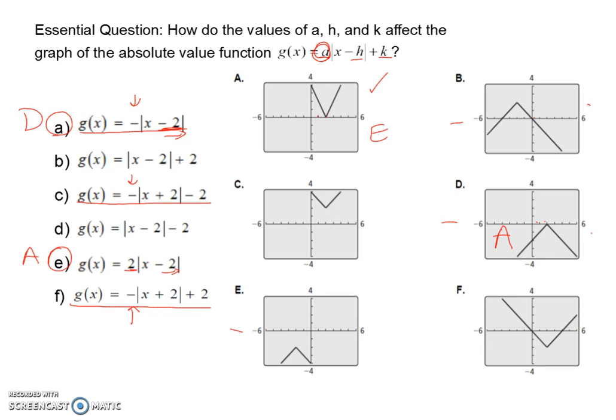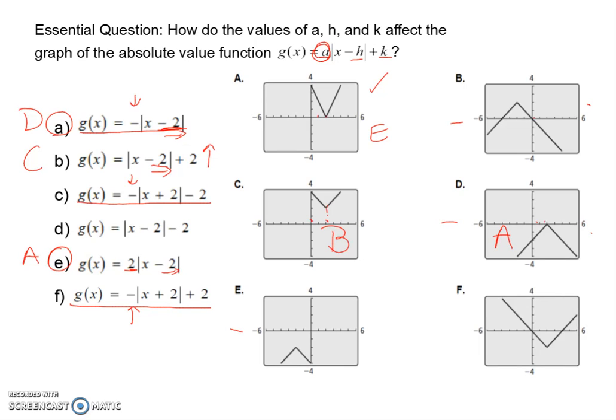For B, H is again +2, so this one's moved to the right 2, but it's also moved up 2 because K is a +2, and we know that K shifts our graph up and down. So for this one, since it hasn't been reflected, it should open up. We know it moves to the right, and we know it moves up. So if I look at C, it's opening up, it moves to the right 2 and up 2. So C matches with equation B.